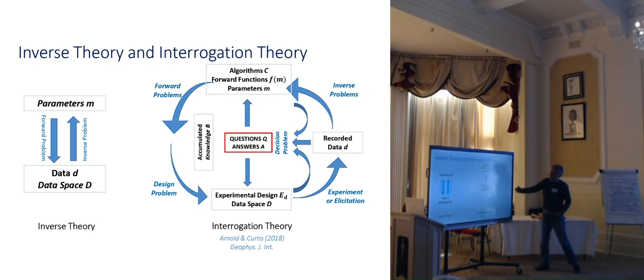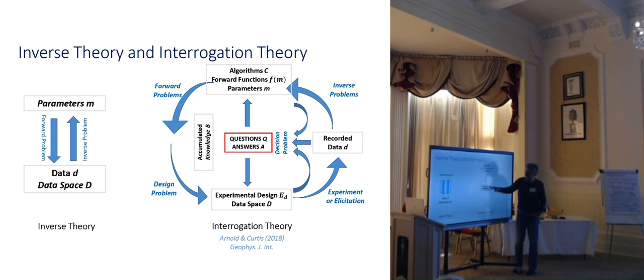And if we start at this point, then we can define our forward functions, our parameters, and various algorithms that we're going to use such that they can all answer these questions to give something in the answer space. That actually is a constraint on all of this. We've then got a set of forward functions which allows us to bring in design theory.